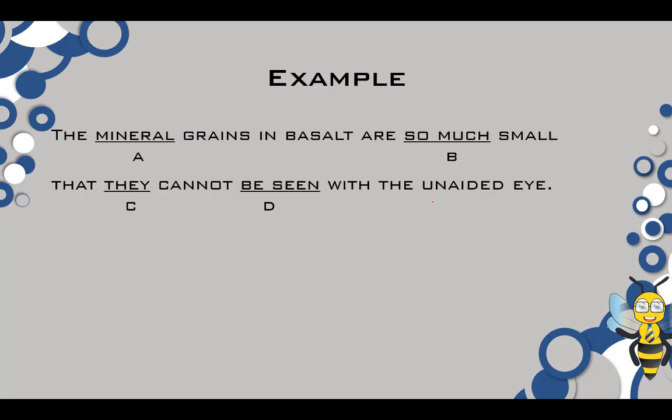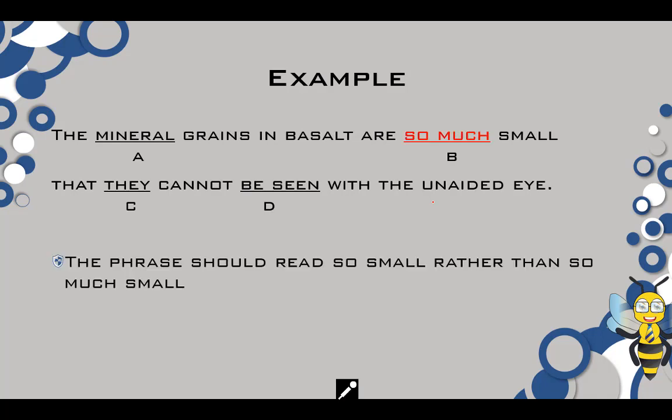What about this one? The mineral grains in basalt are so much small that they cannot be seen with the unaided eye. Very good. Okay. We don't need the word much. Okay, because this is an adjective. And we said that we use much with nouns. Not with adjectives, right?